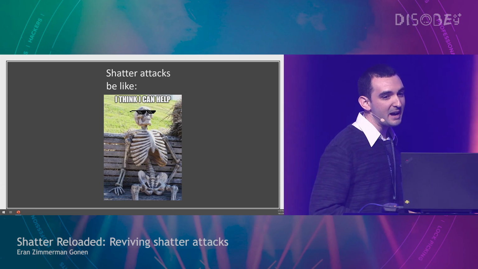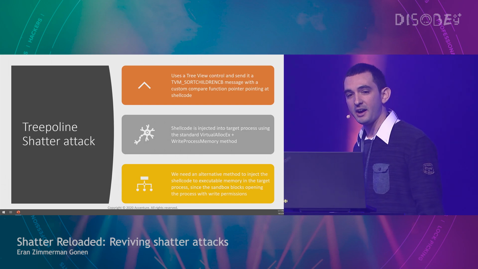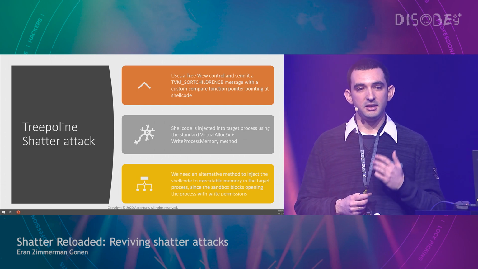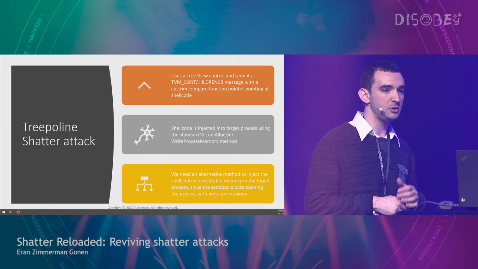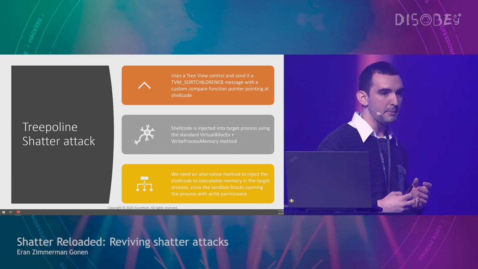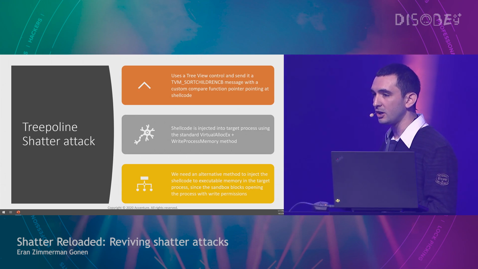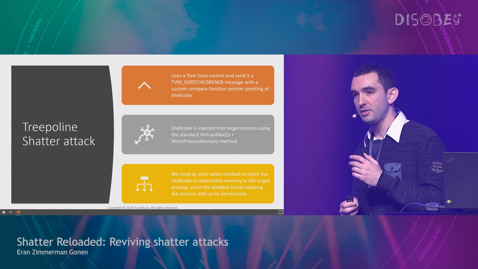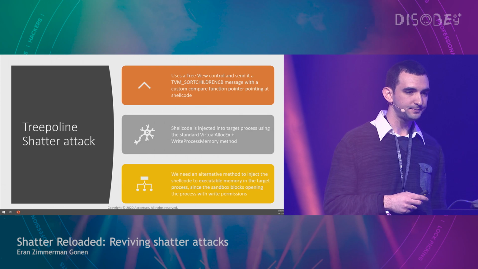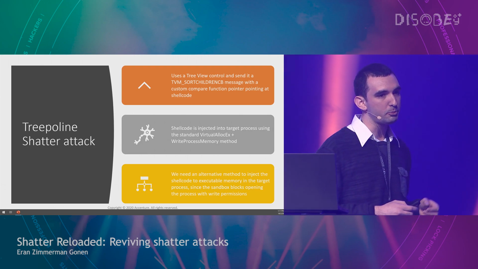So, bringing back Shatter attacks from the dead, we researched a little bit, and we found the Tripoline attack. This attack used a different window message from the original Shatter attack. It used TVM_SORTCHILDRENCB, which is a message sent to tree views. They would inject their code using VirtualAllocEx and WriteProcessMemory to get their code into the target process, and then use this window message to the tree view in order to pass a pointer to that callback and execute it. So this is nice, but we need a different method to inject our code because we cannot open another process for writing.